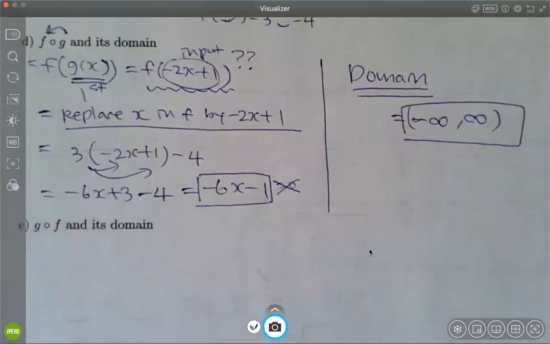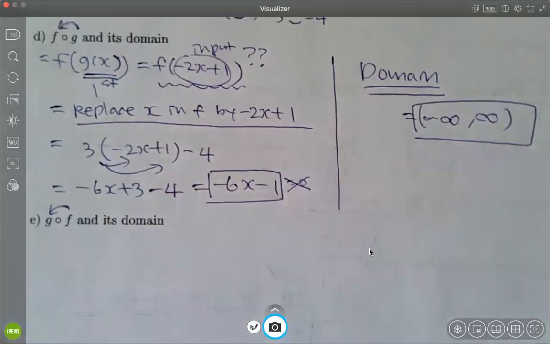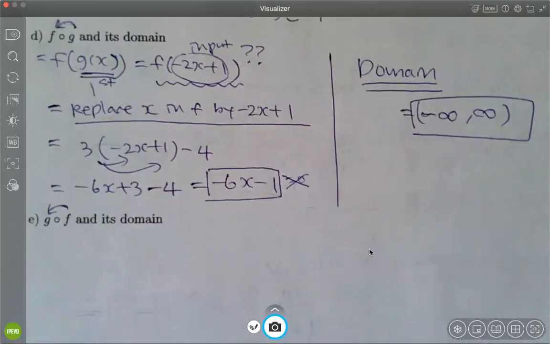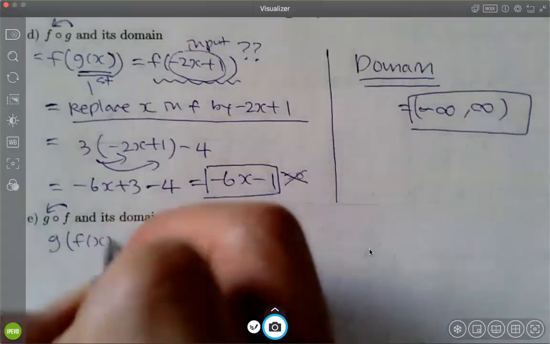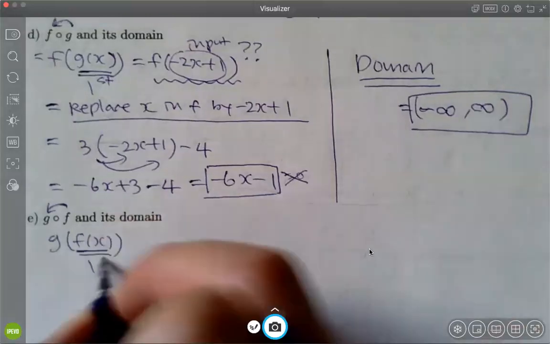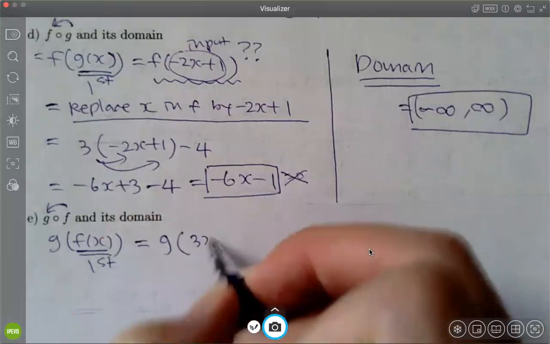Okay, so now here, what do we do first? g or f? f, right? Okay, remember always the second function has to be done first. So this is g of f of x, right? And then we do f of x first. So it's g of 3x minus 4.